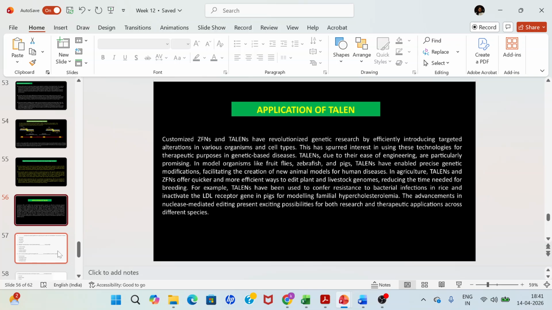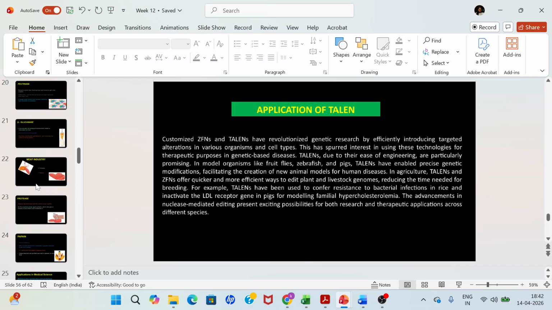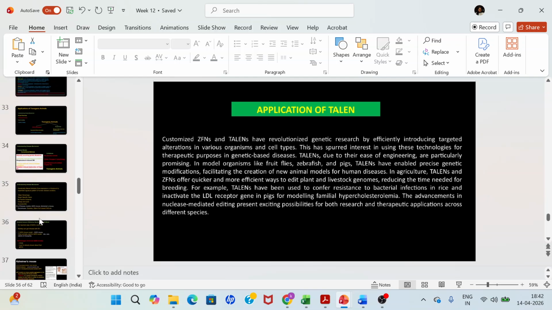Okay. So TALENs also have many applications in molecular biology, again to silence a gene or to knock out or knock in a gene. So this was all about lecture 12. We didn't go into much detail because that was not the requirement. You should just know what other areas are where molecular biology can be applied and used. Now we'll discuss the questions of the assignment.